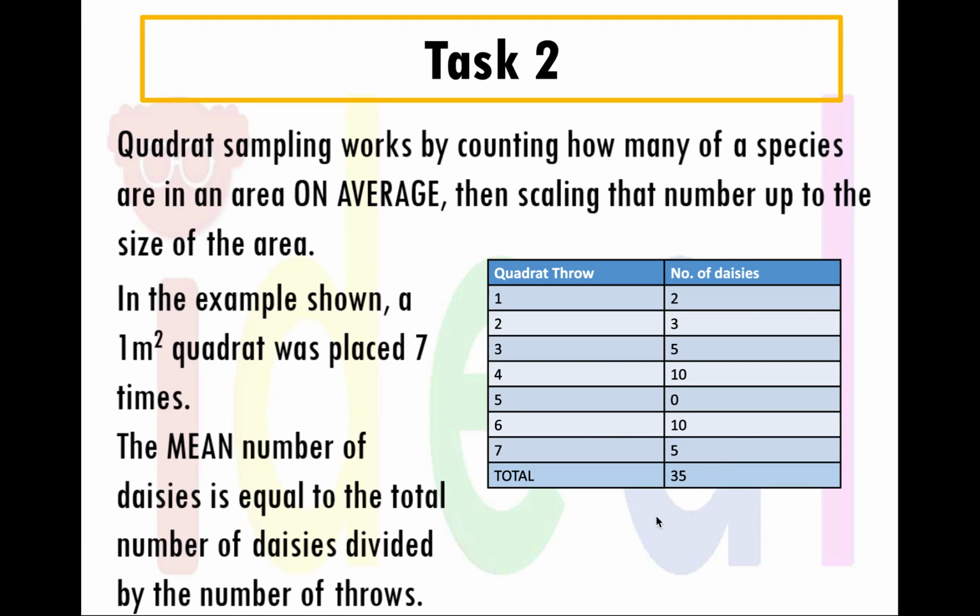So we know that to calculate a mean, we have to add them up. In this case, it's already done for you. So the total daisies here is 35. And then we divide that number by how many throws we've got. So we would do 35 divided by 7. So what I would like you to do is make sure that you've got your calculator, or if you've got your computer, you can do it on your calculator on your computer. Add them up and divide them by how many you've got.